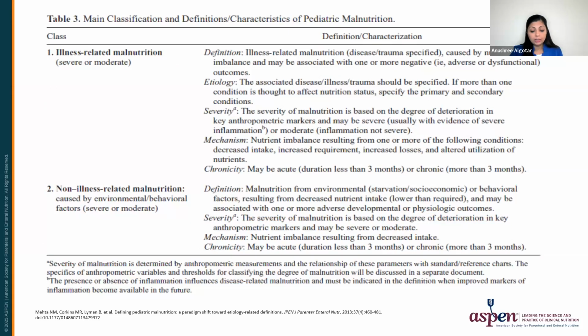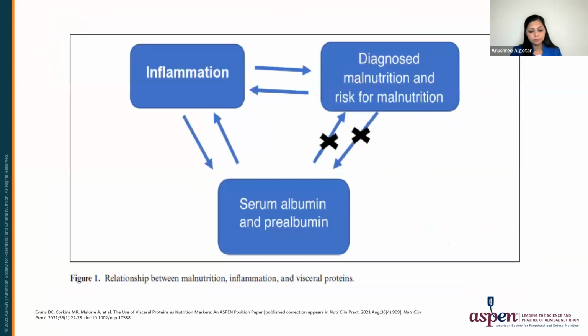Nutritional assessment using lab markers that are influenced by inflammation is particularly challenging when attempting to diagnose illness-related malnutrition, which is based on the 5th domain definition recommended by ASPEN. Inflammation is a key component in the definition of illness-related malnutrition. The point to stress here is that there is an association between inflammation and malnutrition, specifically illness-related malnutrition, and fluctuations of serum proteins are seen in inflammation. However, there does not seem to be an independent association between visceral proteins and malnutrition.